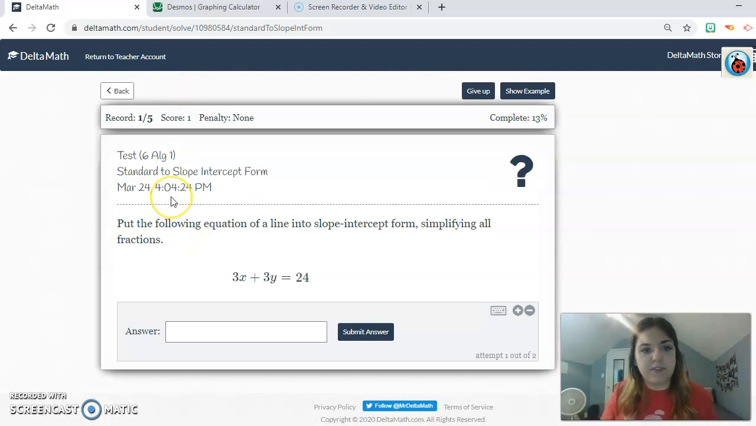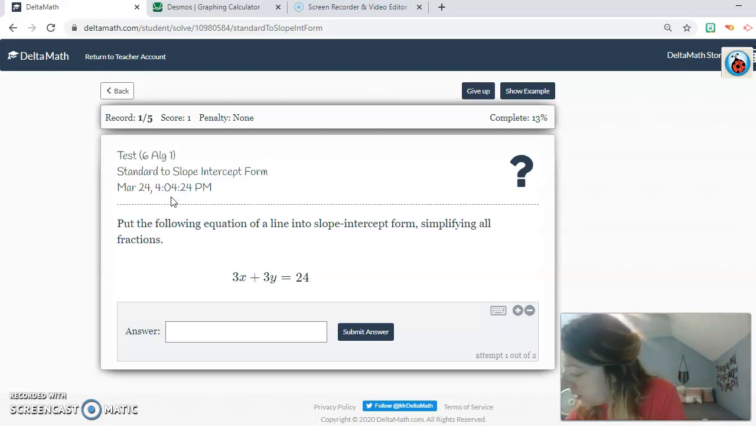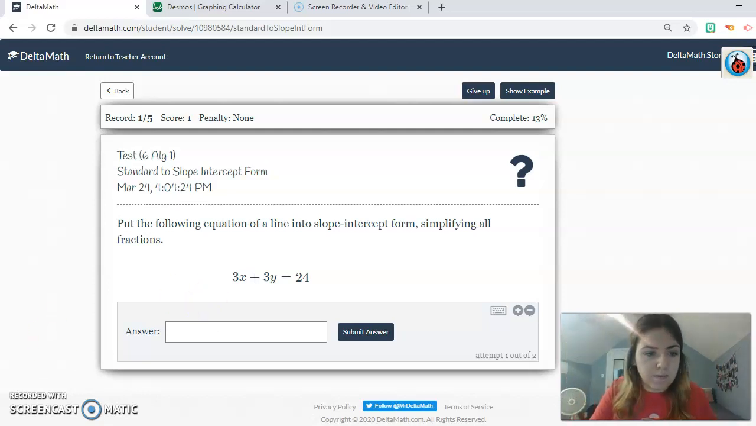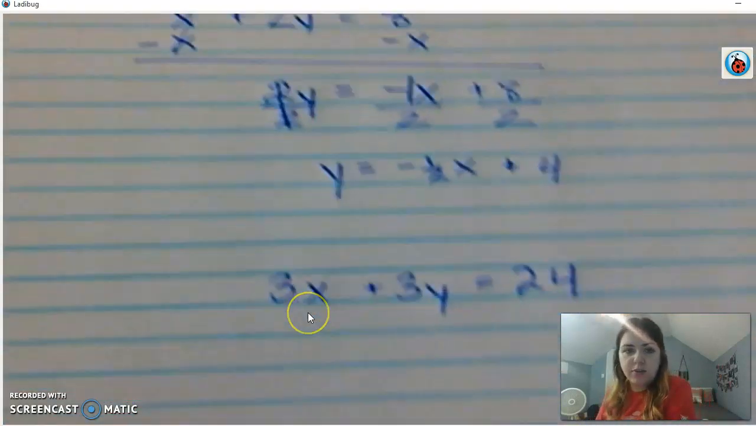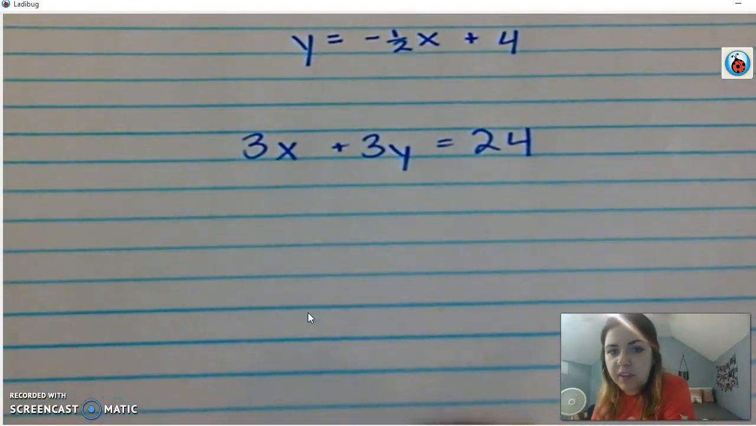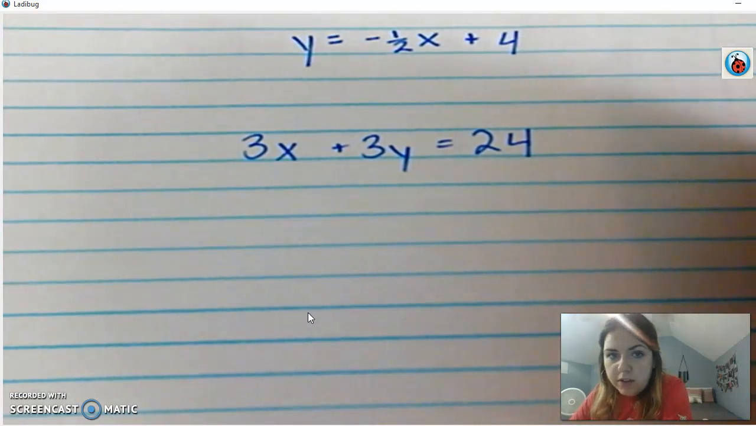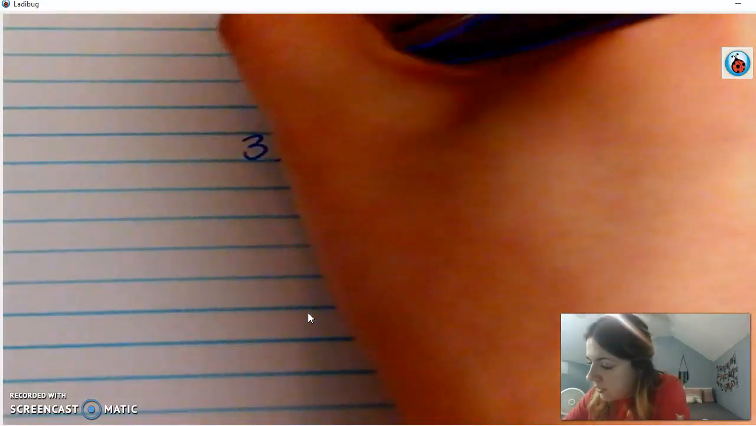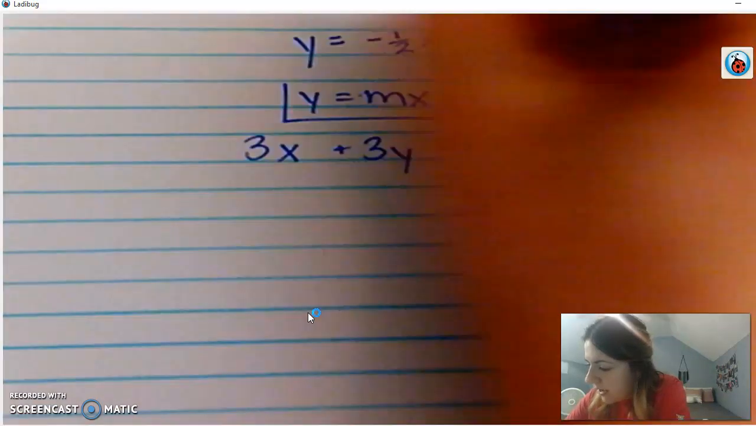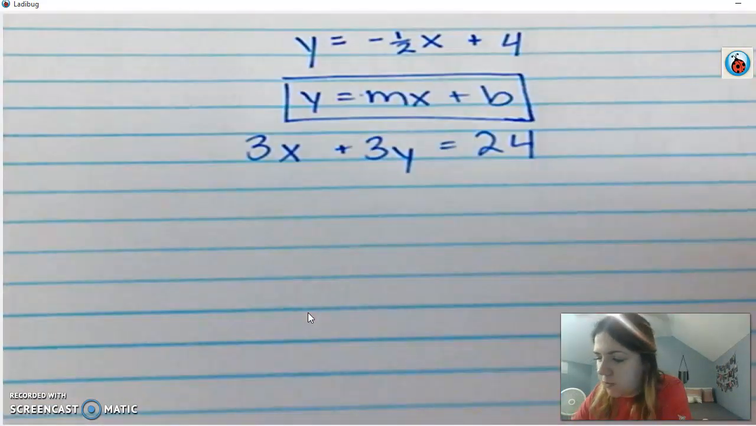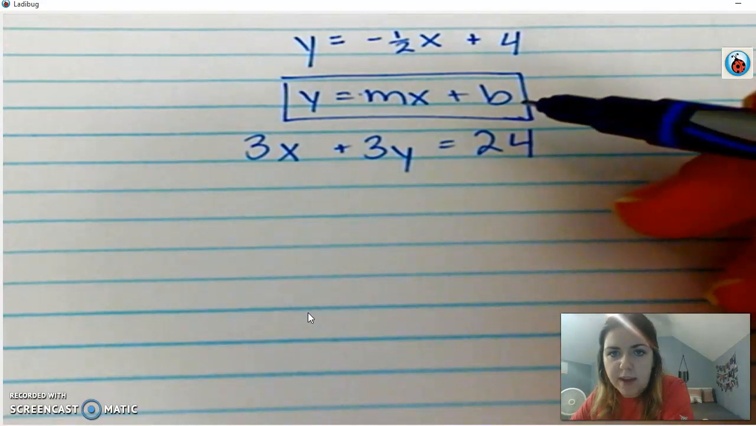Okay, yeah, so let's do this one. So we've got 3x plus 3y equals 24. Okay. I'm going to go back to where you can see me writing. Our goal, don't forget, is y equals mx plus b. That's the format it has to be in. That's what slope-intercept means, is that format.